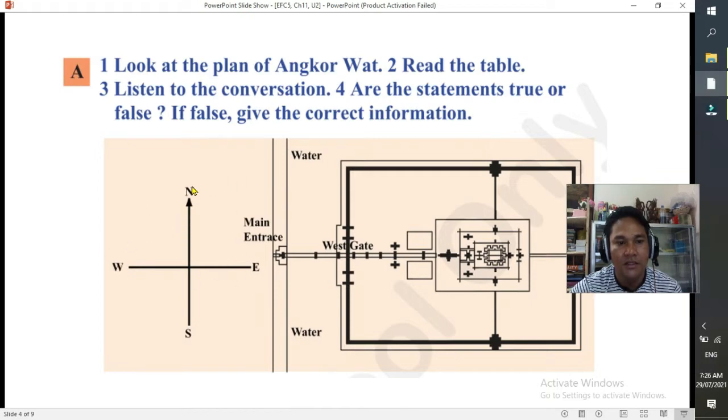West, east, north, south. So the main entrance of Angkor Wat is in the west, like this. You can enter Angkor Wat through the main entrance from the west.